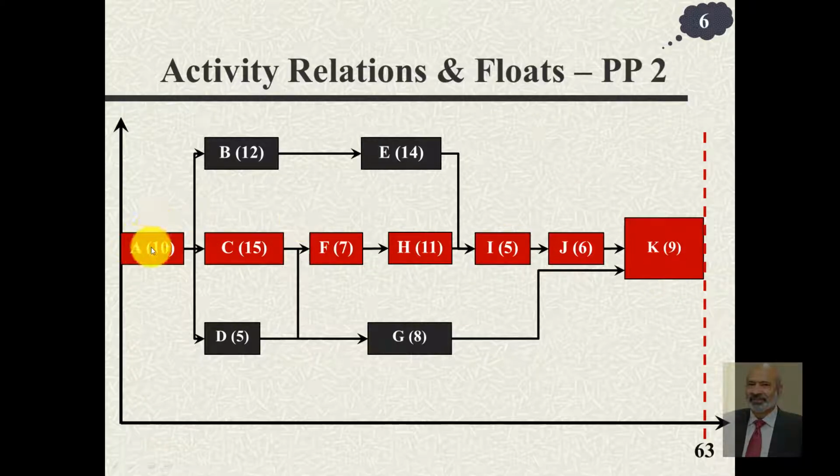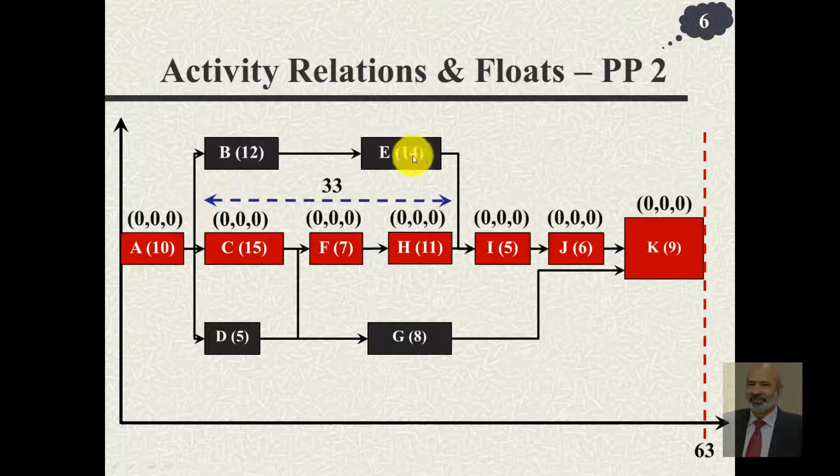We'll observe that there are 4 paths. So the critical path is A, C, F, H, I, J, K, but there are other paths which include A, B, E, I, J, K; A, D, F, H, I, J, K; and A, D, G, K. Out of these 4 paths, the first path, A, C, F, H, I, J, K, is shown in red because it is the critical path, and obviously the floats of the activities on this path will be 0.